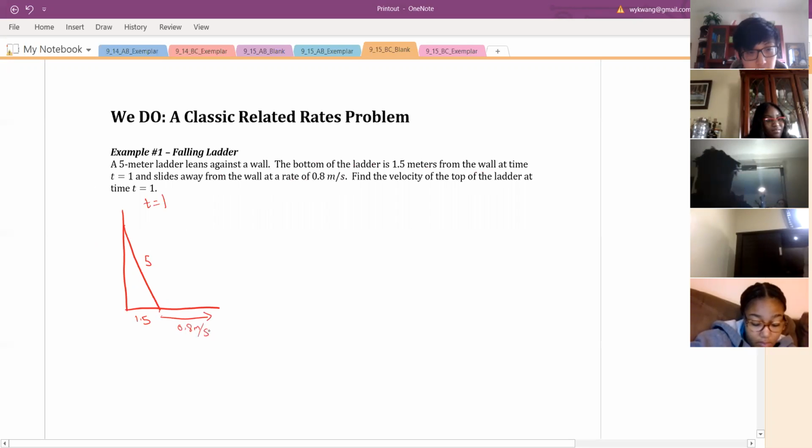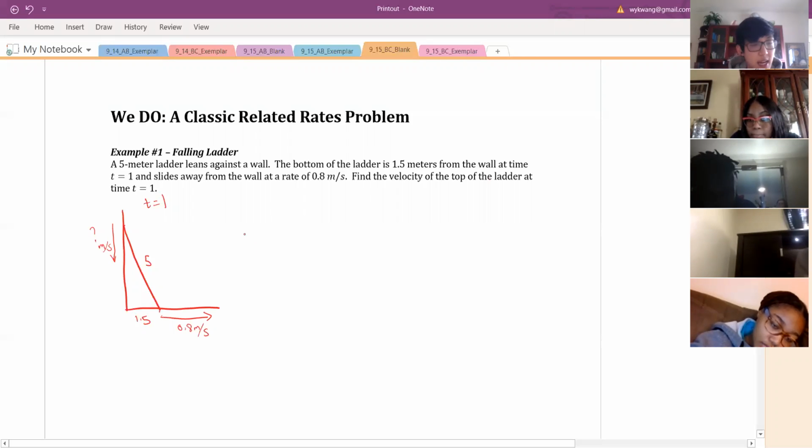I'm going to write this out as a rate. So 0.8 meters per second. Find the velocity of the top of the ladder at time t equals 1. Okay, so we need to find basically the speed at which the top of the ladder is going down, because we know this is going down. So we need to find what this rate is. So it's like a certain meters per second, but we don't know what that is.